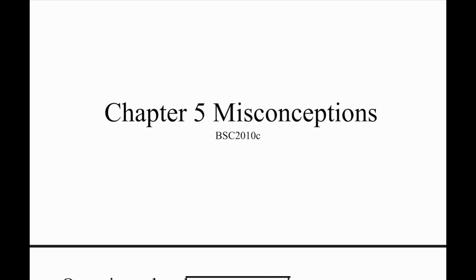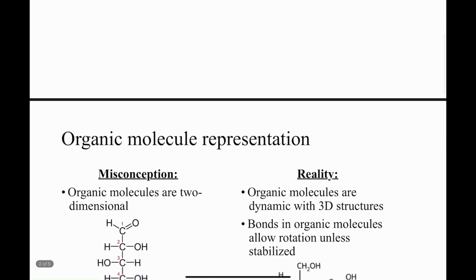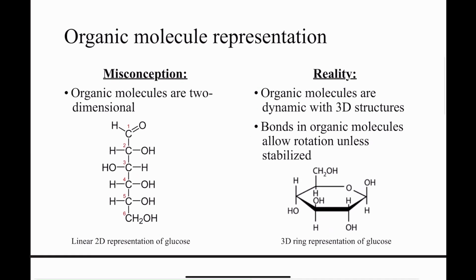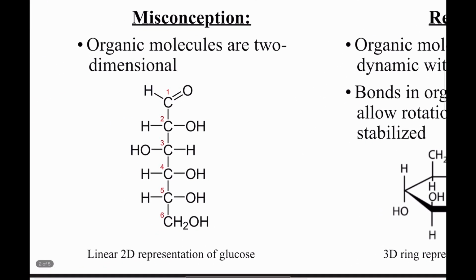Hi guys, so in this video we are going to be addressing the common misconceptions about chapter 5, which is all about macromolecules. So one common misconception is that our organic molecules are linear and two-dimensional instead of being three-dimensional. So when we see our molecules, we usually see them like this, represented in a linear fashion, just like we see this glucose. And the reason that we represent our molecules linearly is because it's going to simplify complex structures.